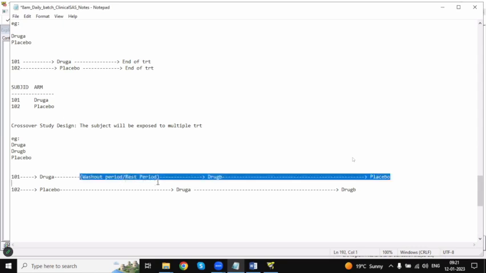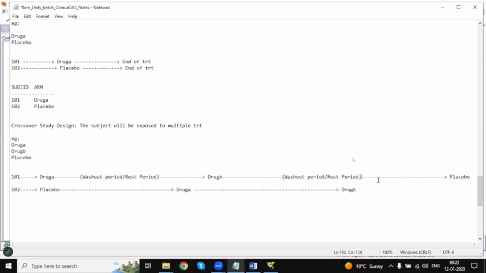Same thing: after drug B, there is some washout period, then he will take the placebo. The same will happen here as well. For subject 102: placebo, some washout period, then drug A. Drug A, washout period, and drug B.